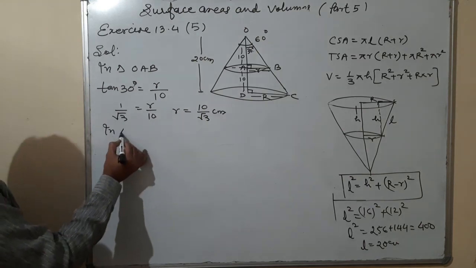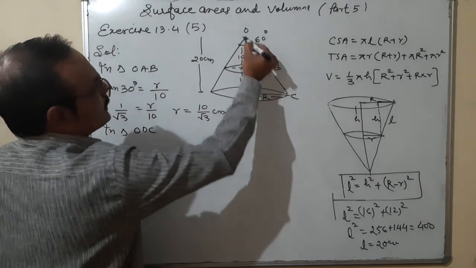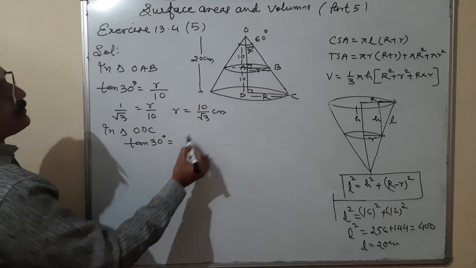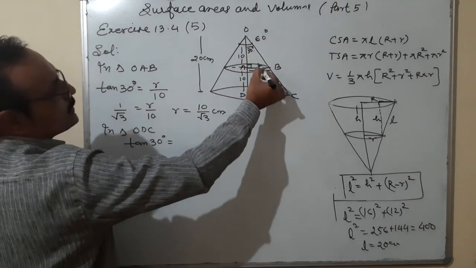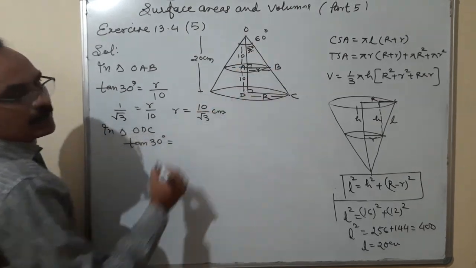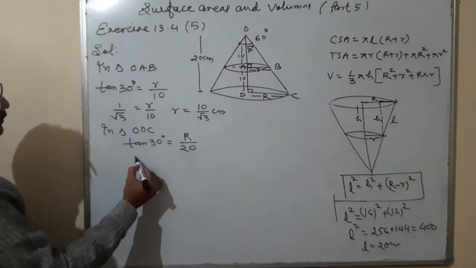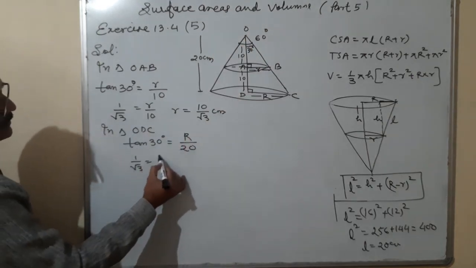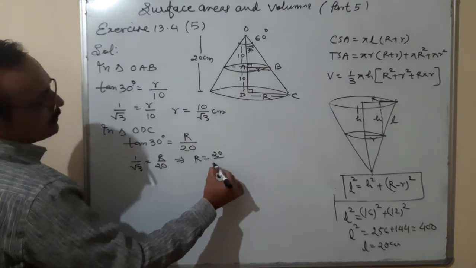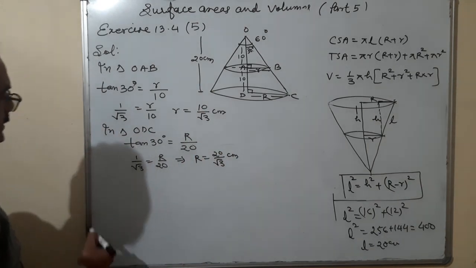Now in triangle ODC, tan 30 is equal to perpendicular upon base. In triangle ODC, the perpendicular is r and the base is 20 in total. So 1 upon root 3 is equal to r upon 20. This means r is equal to 20 upon root 3 centimeter. Now we got small r and capital R, both as given.